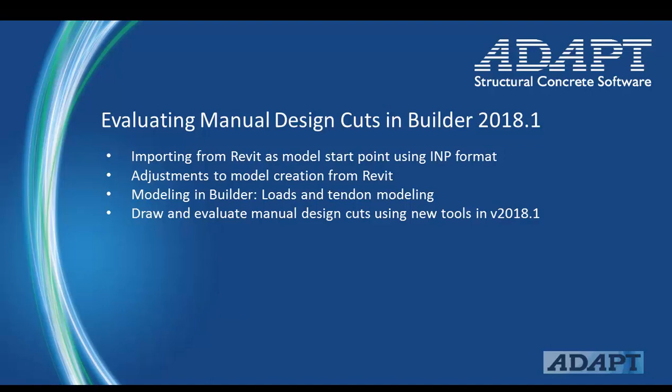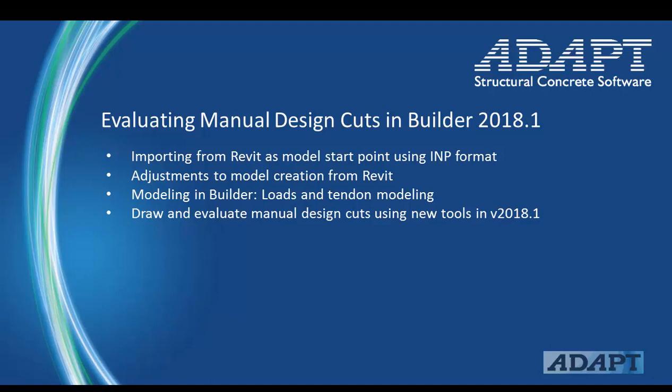2018.1. We're going to start by importing a Revit file into Adapt Builder using our IMP Exchange format. There will be a few adjustments required to overlapping elements which stem from the Revit file, so we'll show how to make those changes and do some simple modifications to the model inside of Builder. And then we're going to model a few things in Builder. We're going to model loads, and we're also going to model tendons.